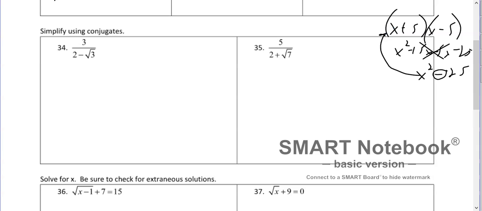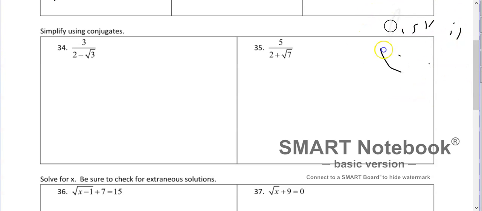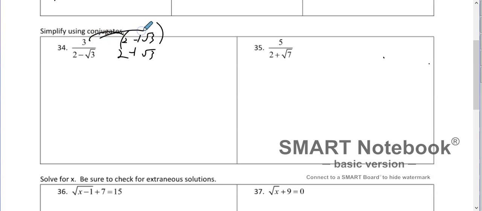So, we're going to apply the same idea here. Remember, the conjugate is the exact same thing except opposite sign. So the conjugate of 2 minus radical 3 is simply 2 plus radical 3. Top and bottom. Now, we're going to distribute the 3 both places. So 6 plus simply 3 radical 3.